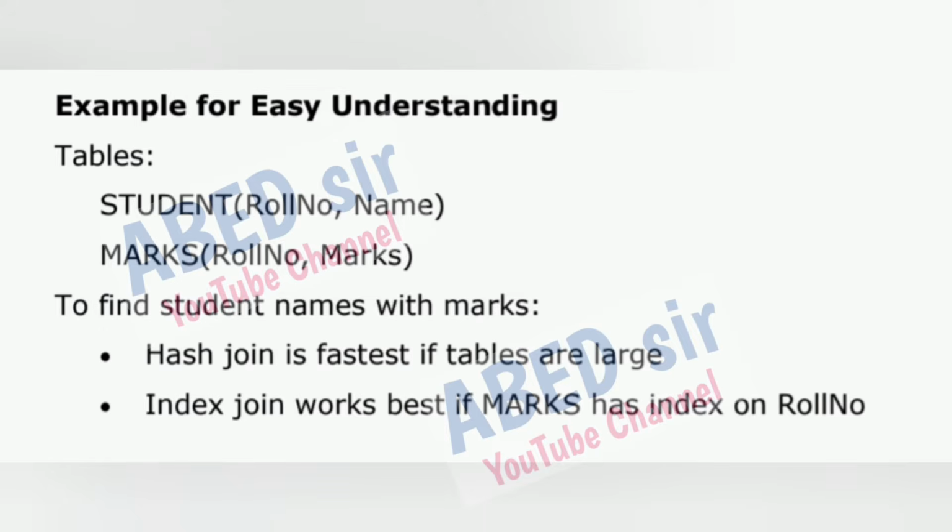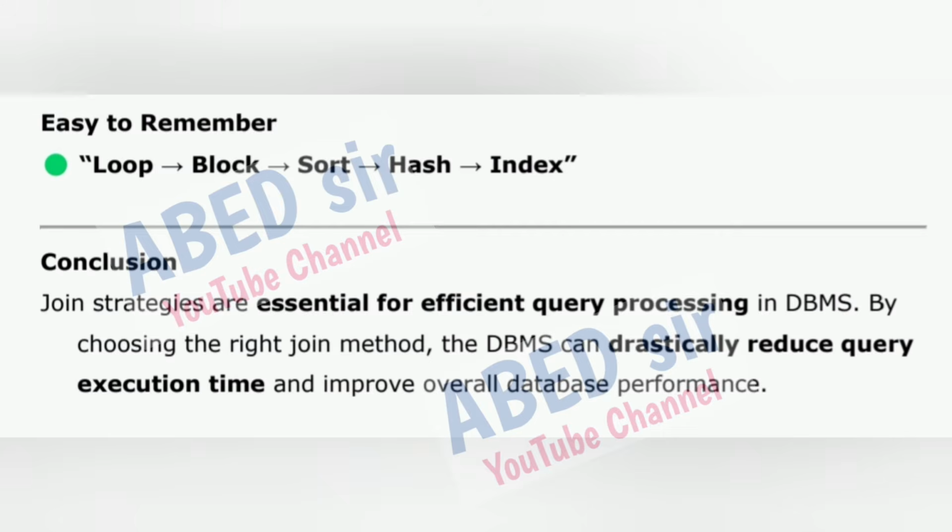Example for easy understanding. Tables. Student: roll no, name. Marks: roll no, marks. To find student names with marks. Hash join is fastest if tables are large. Index join works best if marks has index on roll no. Easy to remember. Loop, block, sort, hash, index.